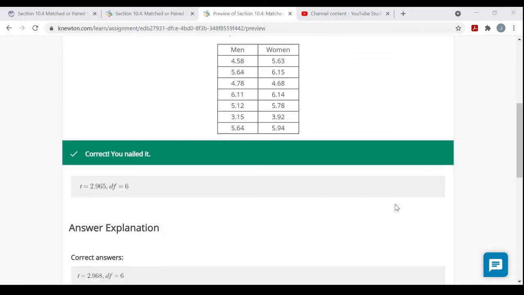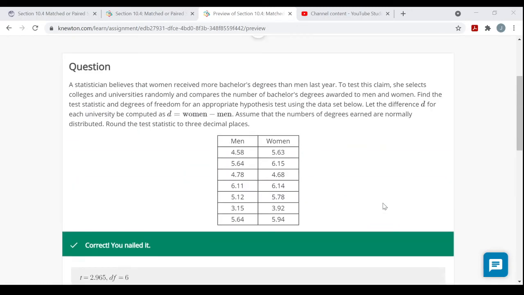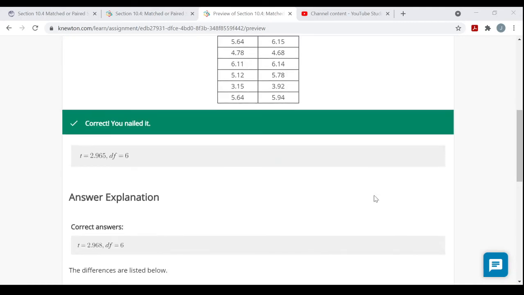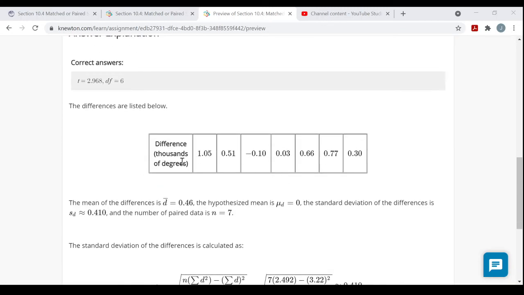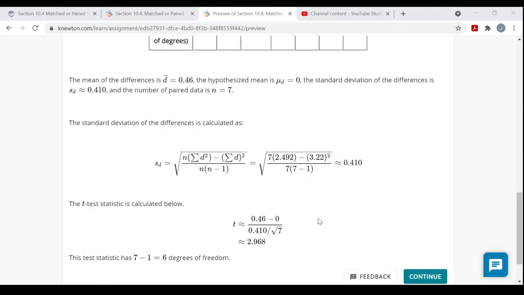All right. Oh, I guess these were in thousands. That's why they're writing them like this. I see. Okay. So they're taking the differences, right? This is that list 3 that I had on my calculator, L3. See, the mean of those is 0.46. Again, the hypothesized population mean of the differences is 0. Usually, from the null hypothesis, you'll be assuming this. The standard deviation is 0.410. N is 7, right? There's 7 differences.